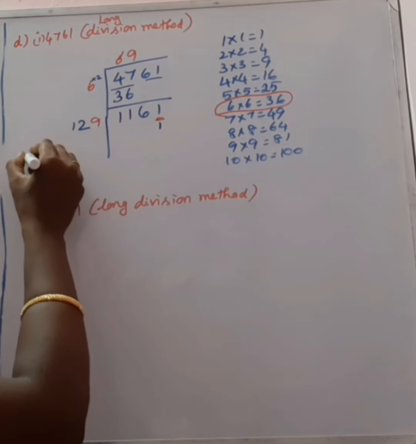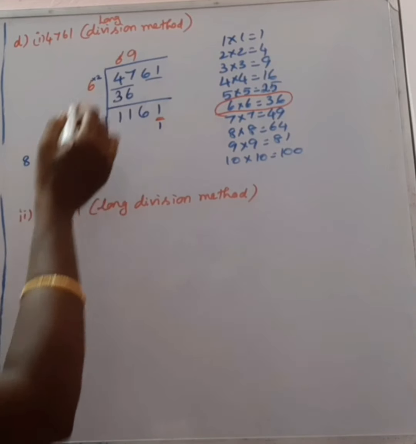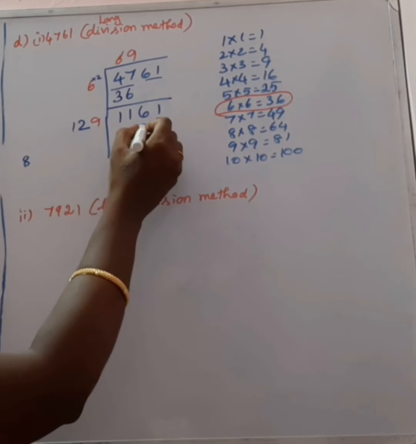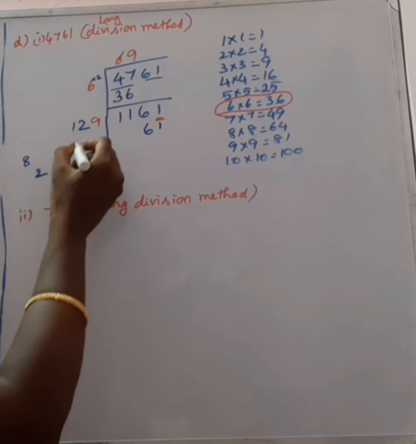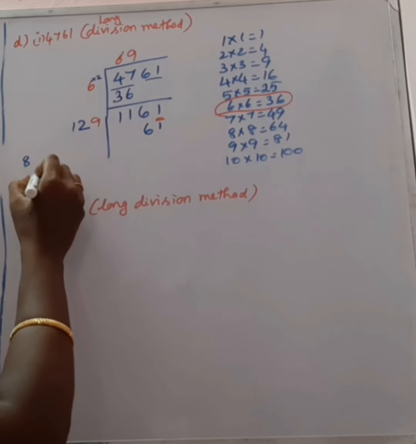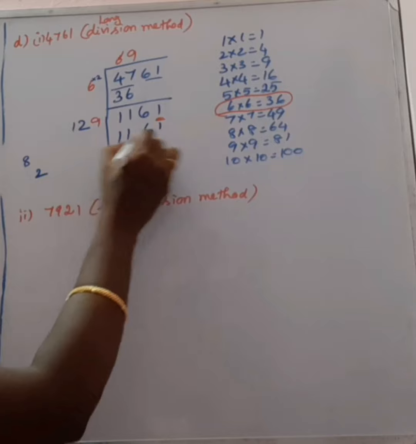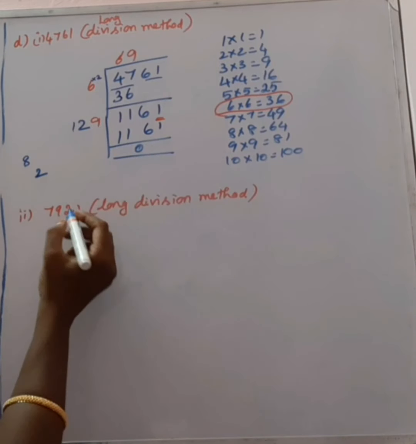Now, 9 nines are 81. 1 remainder 8. 2 nines are 18. 18 plus 8, 26. 6 remainder 2. 1 9 is 9. 9 plus 2, 11. So we get the answer as 0.